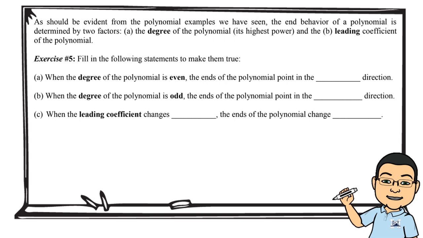When the degree of the polynomial is even, the end behavior is going to be the same, whereas when the degree of the polynomial is odd, the end behavior will be opposite. When the leading coefficient changes sign, the ends of the polynomial will change direction. So let's see if we can apply this in exercise 6.